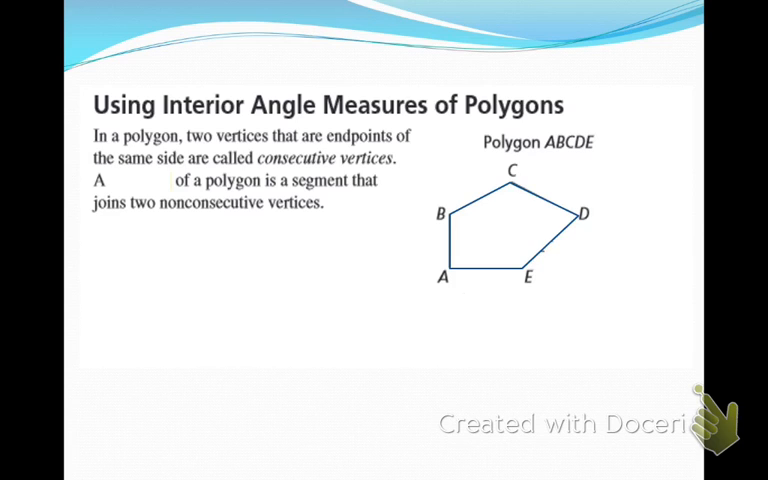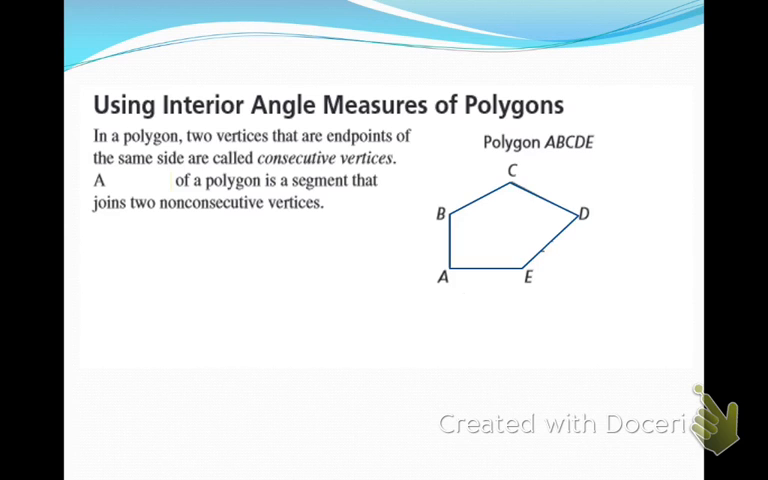All right, so in a polygon, two vertices that are endpoints of the same side are called consecutive vertices. What is another name for consecutive? If you have consecutive state championship titles, what is consecutive? Back to back. Back to back, thank you.